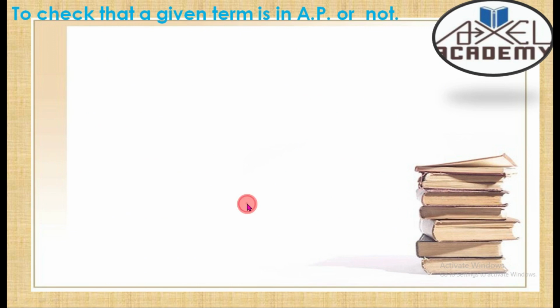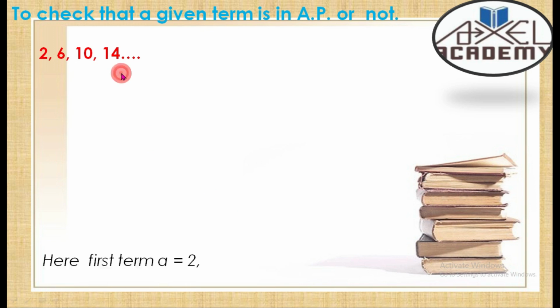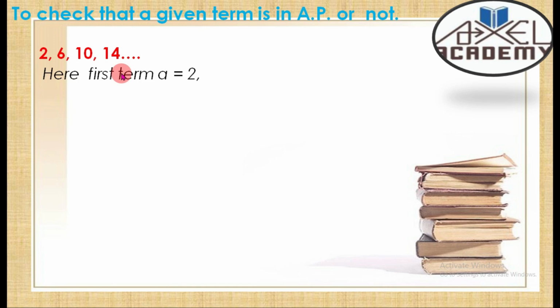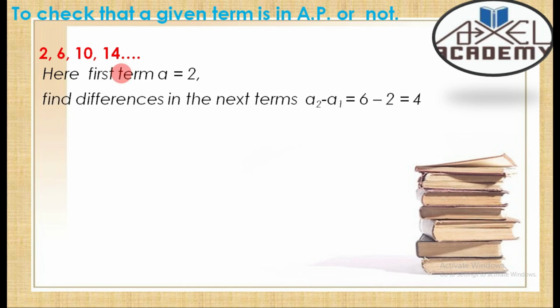So now let's check how we can check whether the terms are in AP or not. I think I have explained this in a very previous slide. We have to check whether 2, 6, 10, 14 is in AP or not. Correct? What I told is to find the difference between two successive terms, like 6 minus 2, 10 minus 6, 14 minus 10. So that's what we have done here.